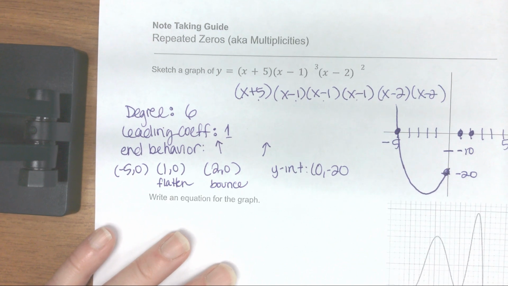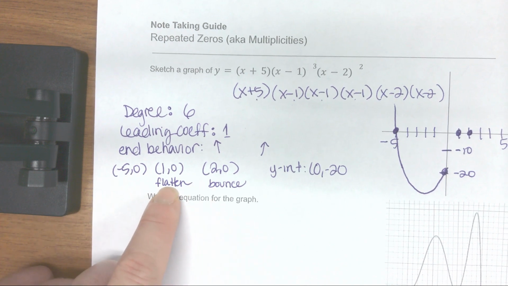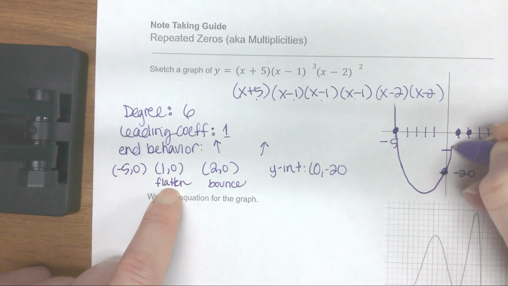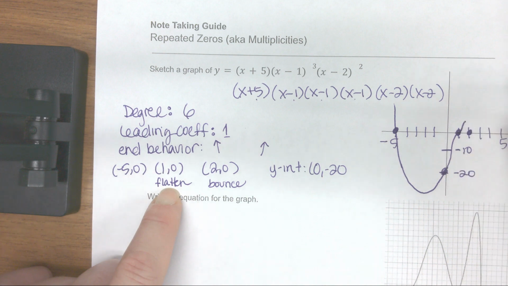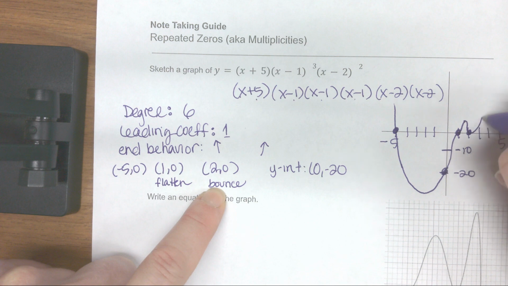And then the next one that happens is this 1, 0. What am I gonna do there? Flatten, but it's going to go through, okay? So we're going to do like a little flatter right here, but it goes through, and then we're going to turn around really quickly. At the 2, 0, it's going to come down and bounce off, so something like that.